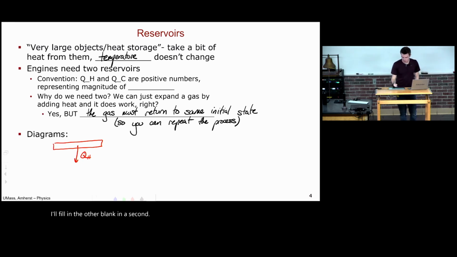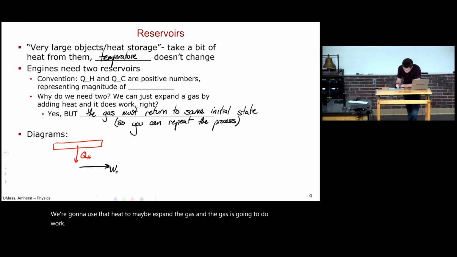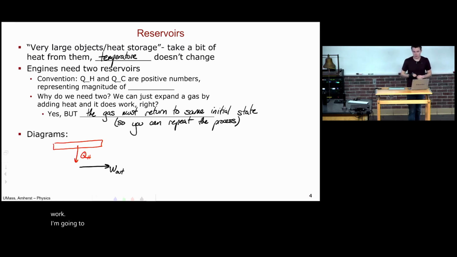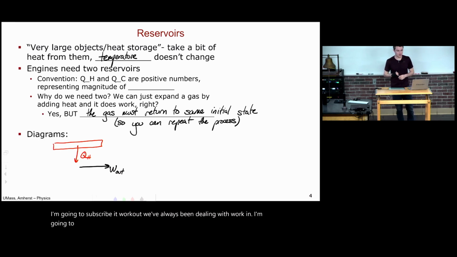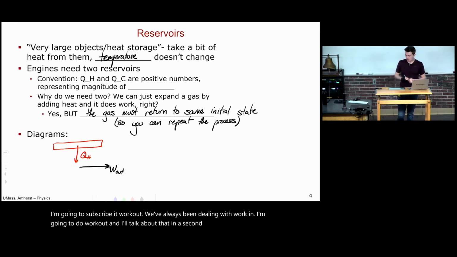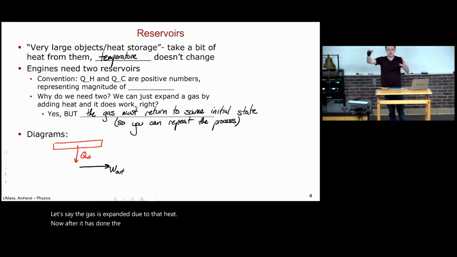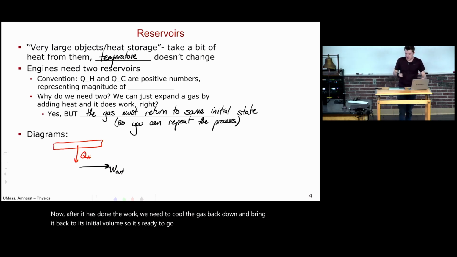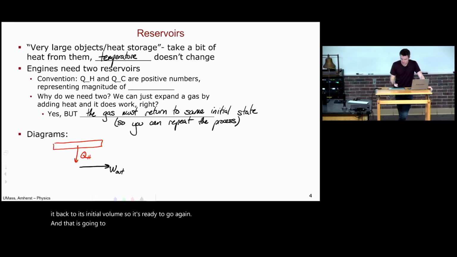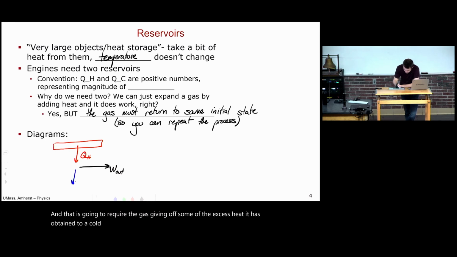Okay, so we have a hot reservoir. We're going to use that heat to maybe expand the gas, and the gas is going to do work. I'm going to subscript it work out. We've always been dealing with work in. I'm going to do work out, and I'll talk about that in a second. Okay. Let's say the gas has expanded due to that heat. Now, after it has done the work, we need to cool the gas back down and bring it back to its initial volume so it's ready to go again. And that is going to require the gas giving off some of the excess heat it has obtained to a cold reservoir.